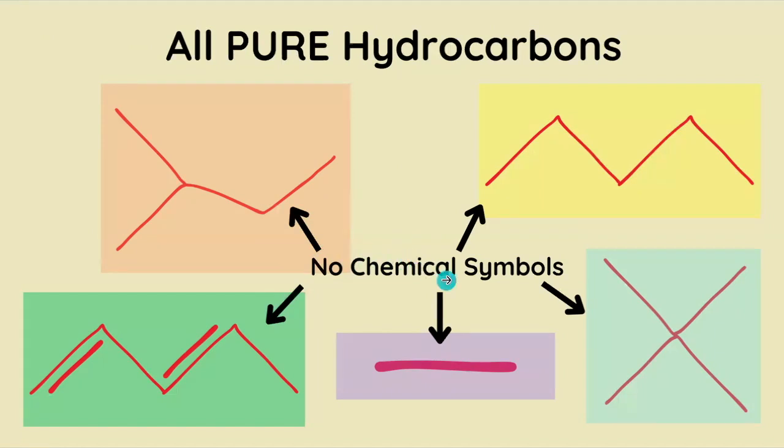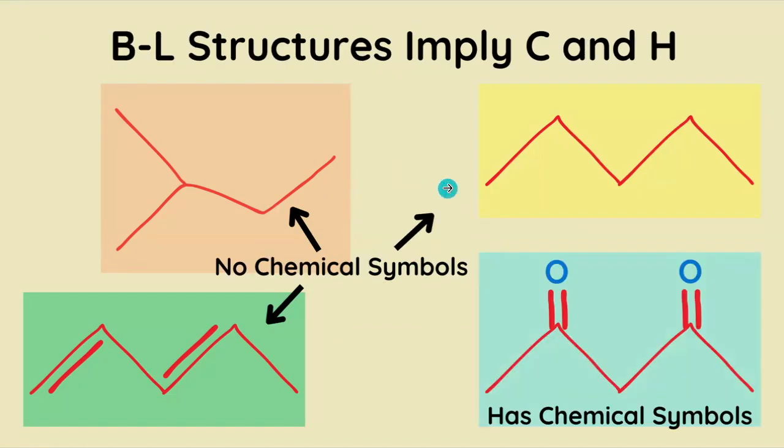Okay, so what does this have to do with no chemical symbols represented? Well, one of the main advantages of bond line notation is we don't write the chemical symbols for C and H because hydrocarbon chains potentially are very long and plentiful.